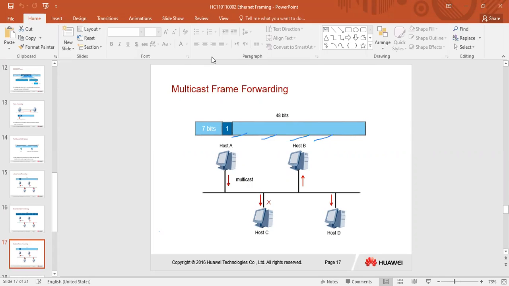In multicast, if the first byte, eighth bit is 1, then it identifies that the mode of forwarding is multicast.